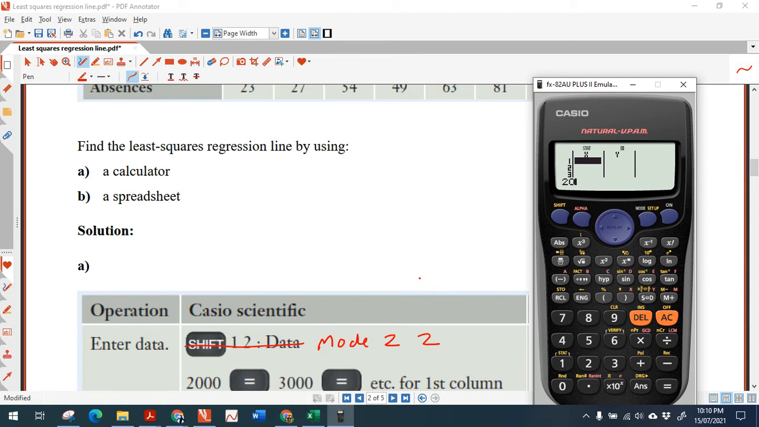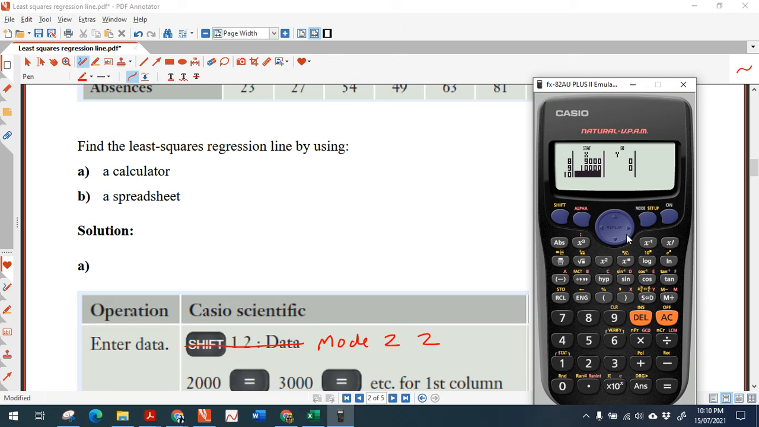So we've got 2,000, and we've got 3,000, 4,000, 5,000, 6,000, 7,000, 8,000, 9,000, and 10,000. Okay.